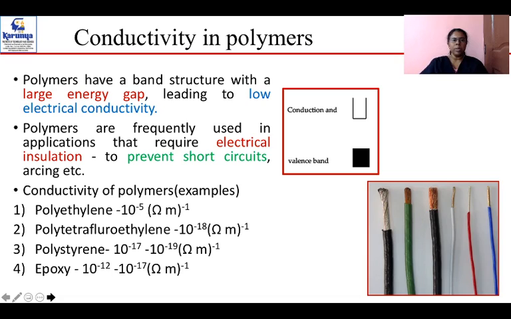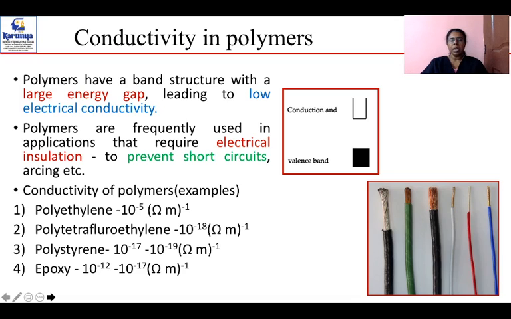In general, polymers are not conducting materials. They are non-conducting. They have a wide band gap. That is, the energy gap between the conduction and valence band is really high. And normally they are used for electrical insulation, that is, to prevent short circuits.